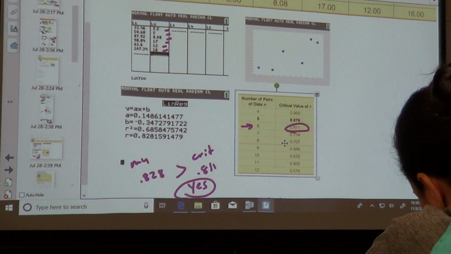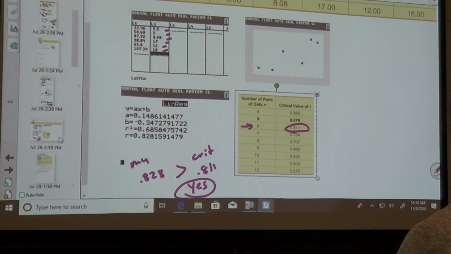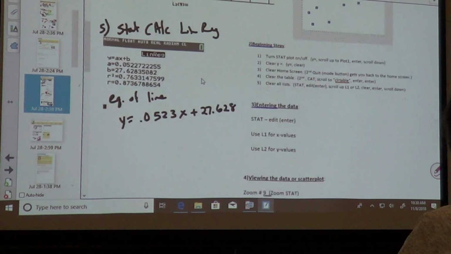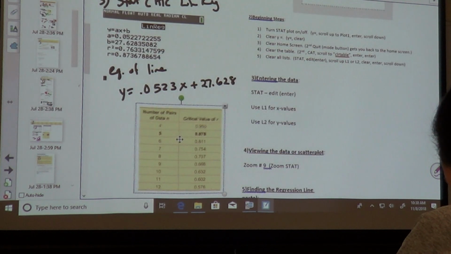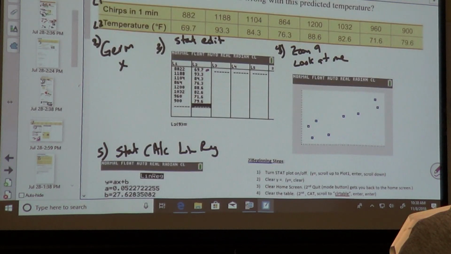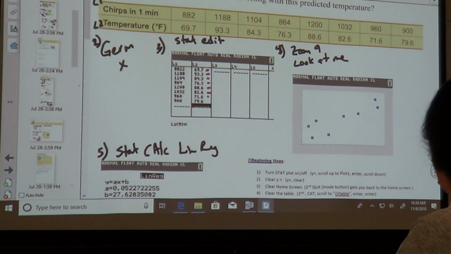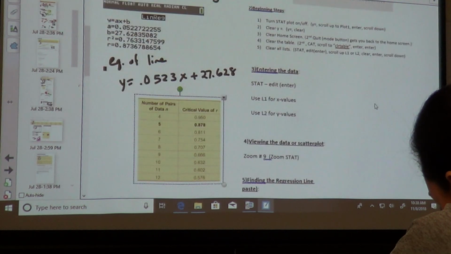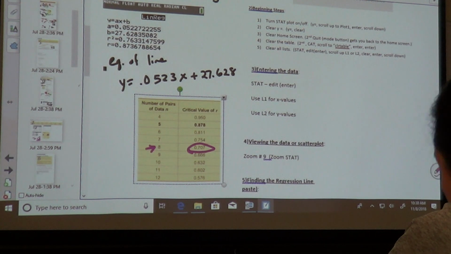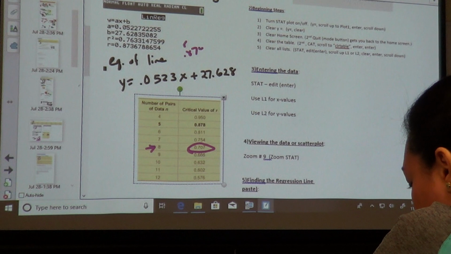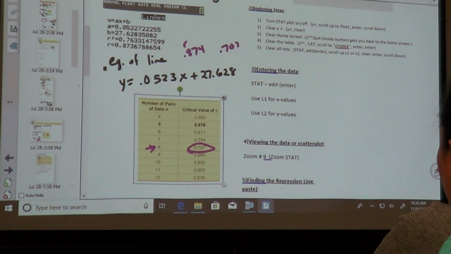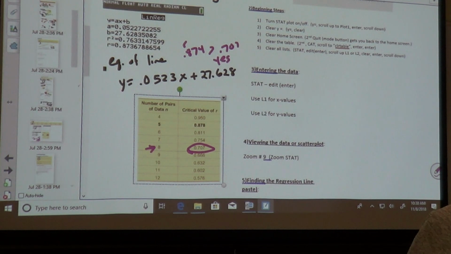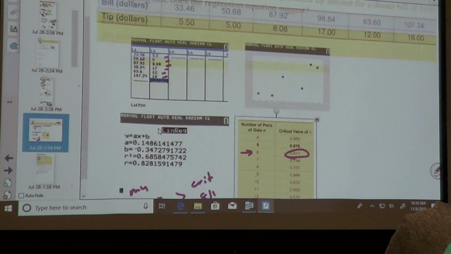Okay? Now, if I go back to the last one for just a second, I didn't do this one on the last one. Let me paste. The last one had 1, 2, 3, 4, 5, 6, 7, 8 pieces of data. So that critical value is 0.707. So my R value is 0.874. Their R value is 0.707. So is that one a good linear relationship? Yes. And that one would be yes as well. Okay, so let me come back down to this one.